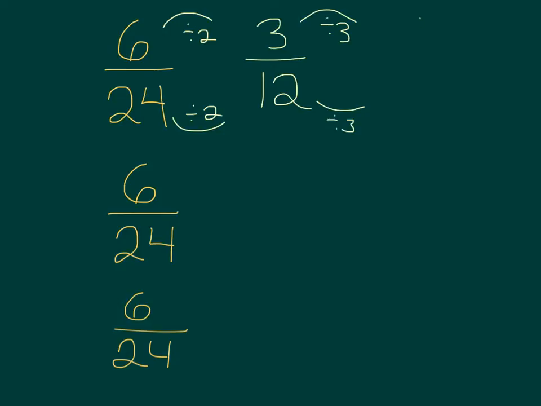So 3 divided by 3 is 1, and 12 divided by 3 is 4, and 1/4 is in simplest form because there are no numbers that divide evenly into 1 and 4. Also, whenever the numerator is a 1, it's in simplest form.